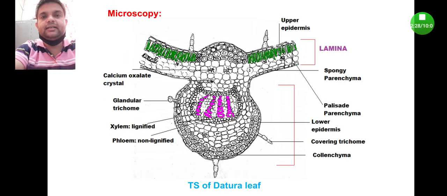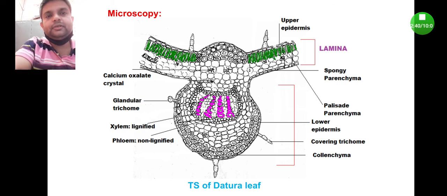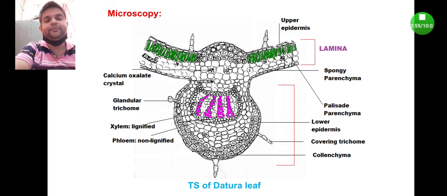So this is the diagram of a transverse section of the Dhatura leaf. After performing the transverse section, when you place it, you will observe a structure like that. Basically the microscopy of the leaf consists of two parts. At the two sides you can find the wing-like parts. These are known as the lamina part, whereas at the bottom you will find the round shape. This one is known as the midrib.